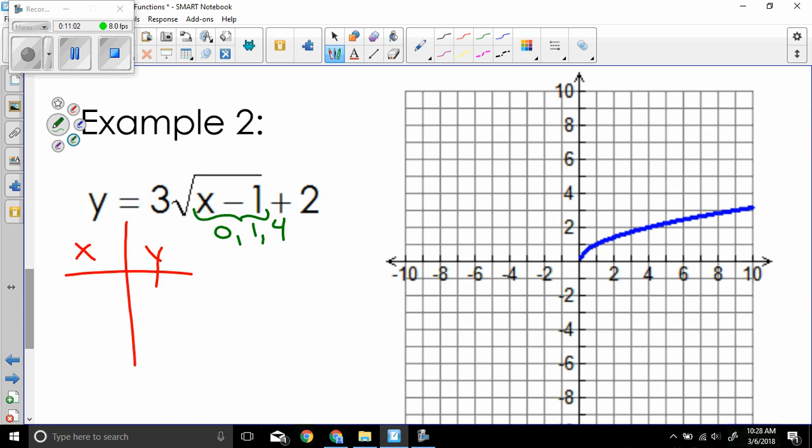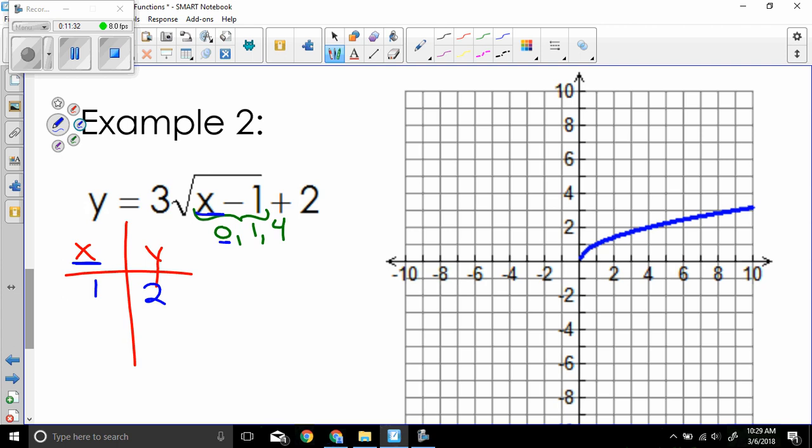What do I have to plug in for x right here to get my 0? Well, I need something minus 1 equals 0, and that would just be 1. So if I plug that in, 1 minus 1 is 0. The square root of 0 is 0, times 3 is 0, plus 2 is 2. I'll pause there. If you did not catch all that, you need to stop the video and go back.